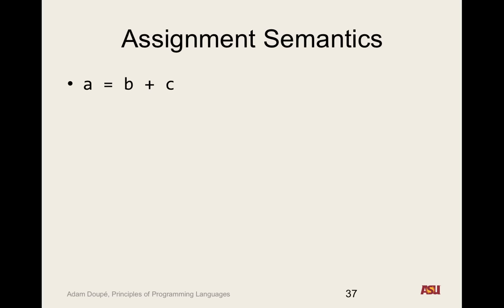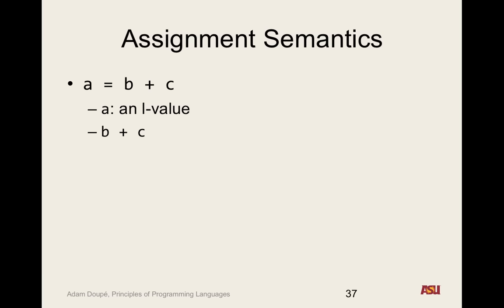Yeah, so A is the L value in this case. So what is B plus C? Is it an L value or an R value? It ends up being an R value. Right, so we're adding B plus C, and that is an R value, right? So there's no location associated with the result of B plus C, right?